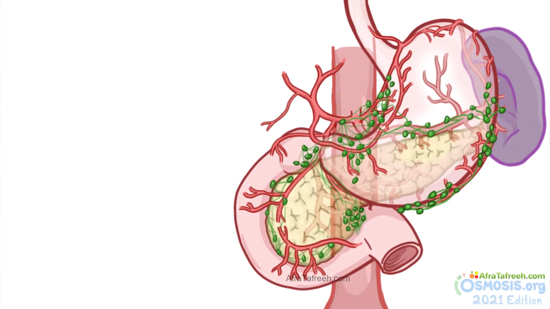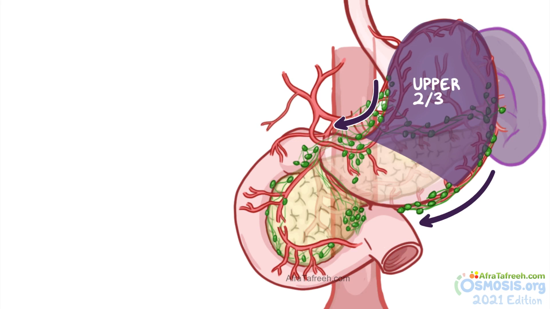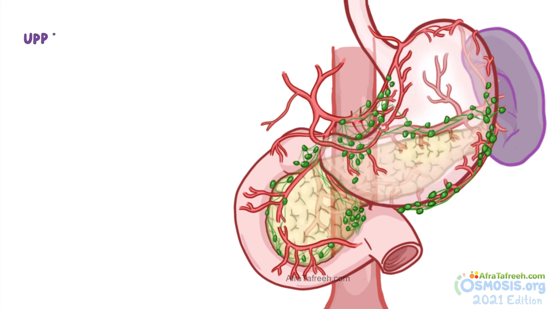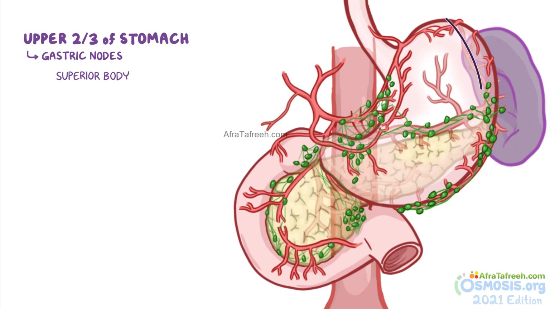Lymph from the stomach mainly drains to the nodes located along the lesser and greater curvature and can be organized as coming from the upper two-thirds and lower third of the stomach. Most of the upper two-thirds of the stomach drains to the gastric lymph nodes, with lymph from the fundus and superior part of the body of the stomach also draining to the pancreatico-splenic nodes.